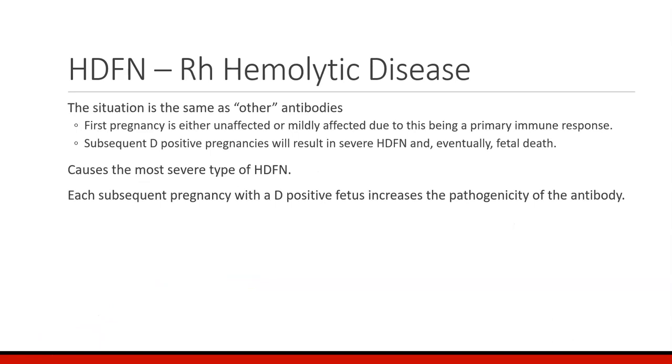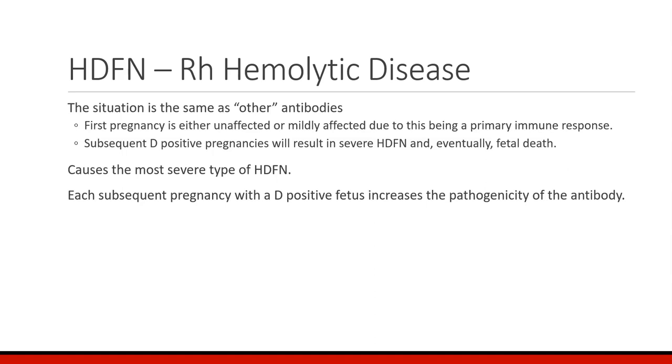In hemolytic disease of the fetus and newborn that causes Rh hemolytic disease, the situation is the same as the other antibodies. First pregnancy is either unaffected or mildly affected due to this being a primary immune response. Subsequent D-positive pregnancies will result in severe HDFN and eventually fetal death.